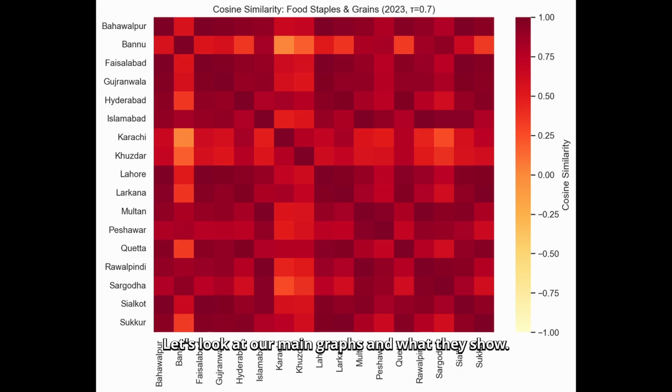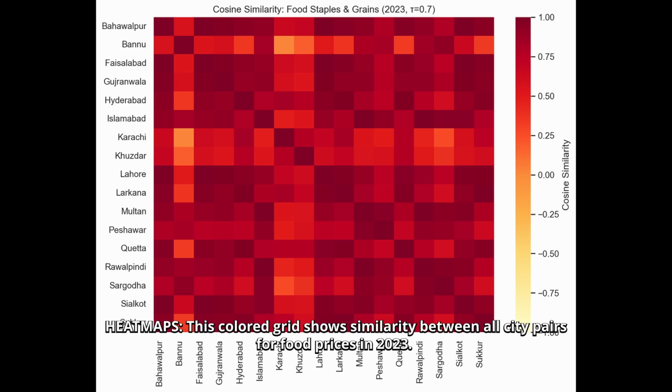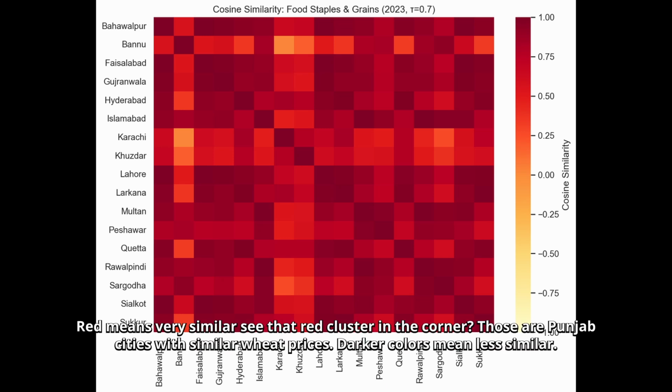Let's look at our main graphs and what they show. Heat maps. This colored grid shows similarity between all city pairs for food prices in 2023. Red means very similar. See that red cluster in the corner? Those are Punjab cities with similar wheat prices. Darker colors mean less similar.